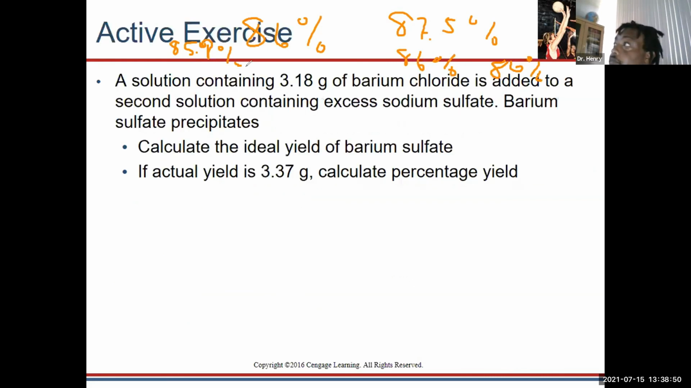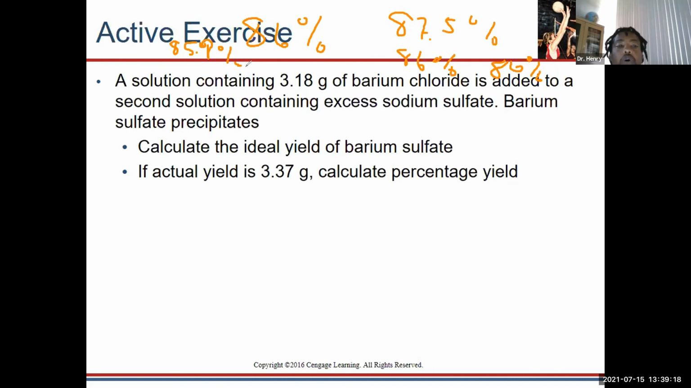So here's the question for you. A solution containing 3.18 grams of barium chloride is added to a second solution containing excess sodium sulfate. Barium sulfate precipitates. Calculate the ideal yield of barium sulfate. If the actual yield is 3.37 grams, calculate the percent yield.